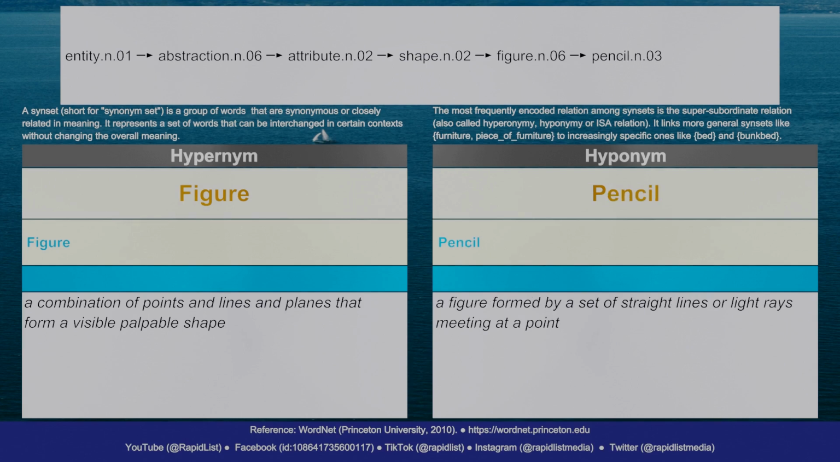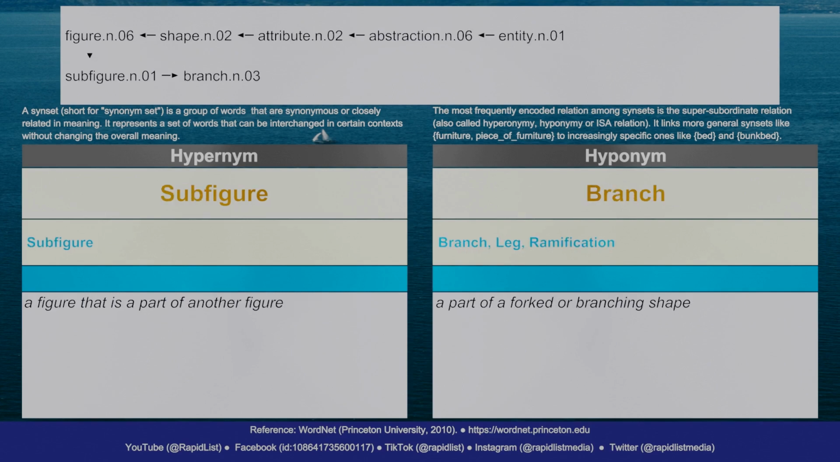Pencil. A figure formed by a set of straight lines or light rays meeting at a point. Subfigure. A figure that is a part of another figure. Branch. A part of a forked or branching shape. He broke off one of the branches.